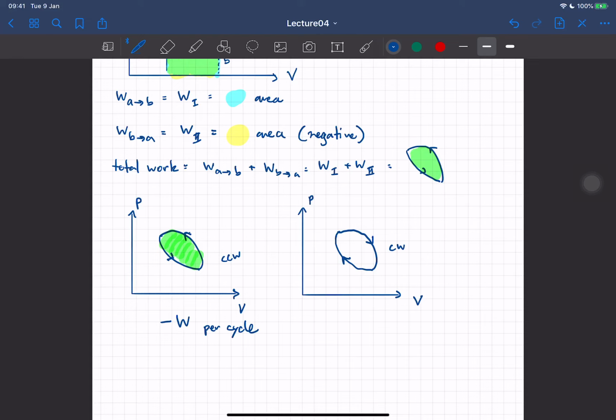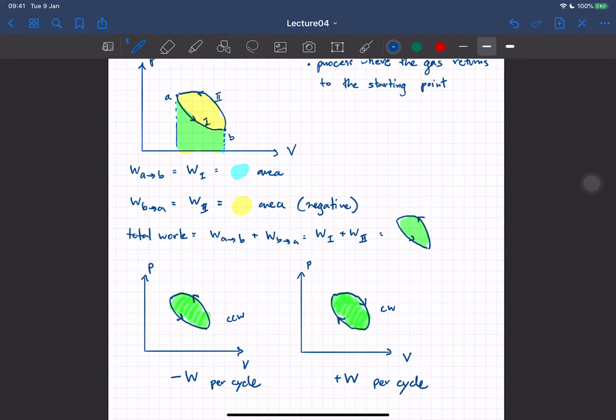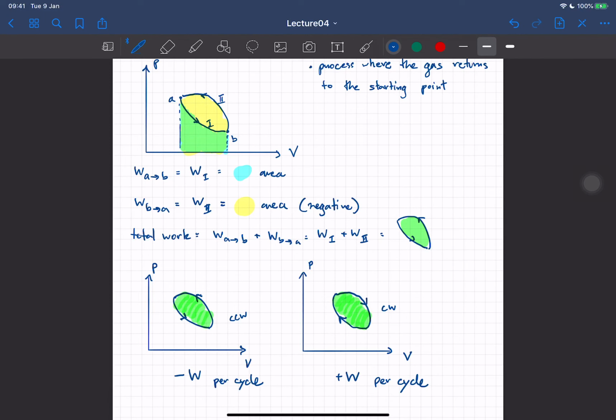But if you do it in a clockwise manner, so you go here and then up here and then you go down like this, then the area under the curve might be the same, but the sign is reversed. So it's positive work per cycle. All of this can be justified by the same kind of calculation that we did up here. For the cyclic process, you just divide it into going one way and then going back, and then subtracting or adding the work done.